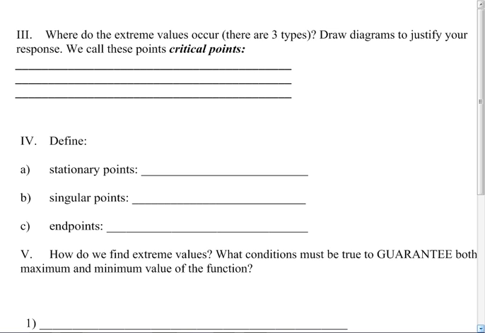Now, extreme values, where they occur, this is where they occur. Where the extreme values occur are called critical points. I like to abbreviate them. So where can you find those max-mins? Well, if you have a closed interval, you could look at the endpoints, right?